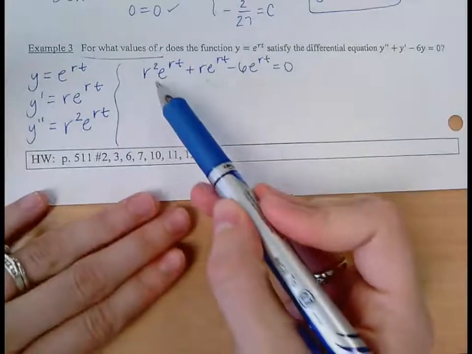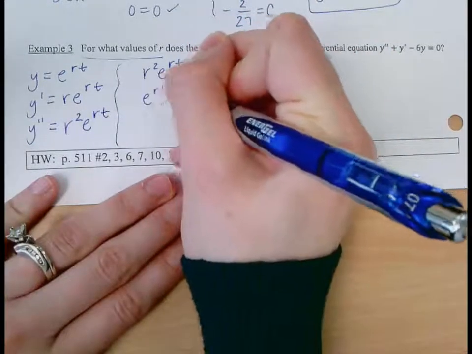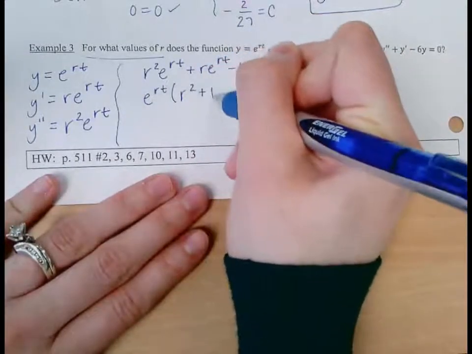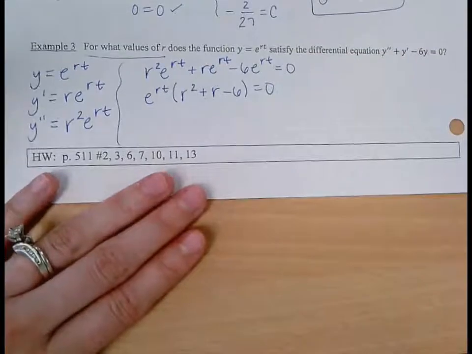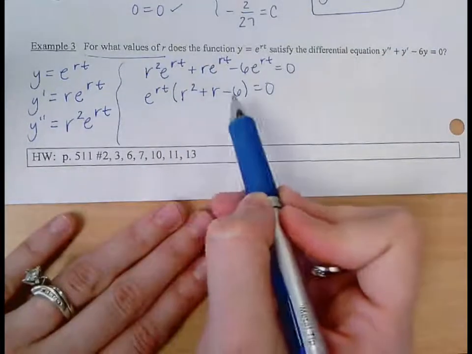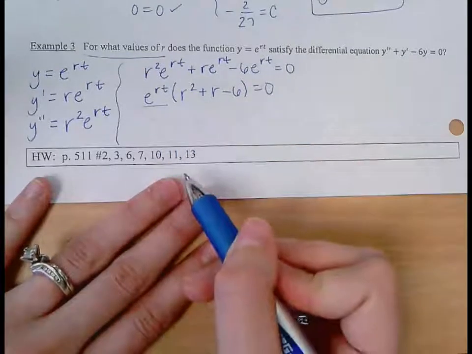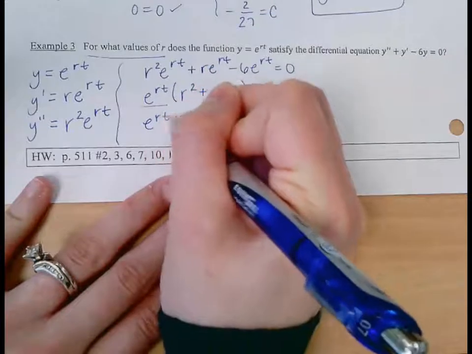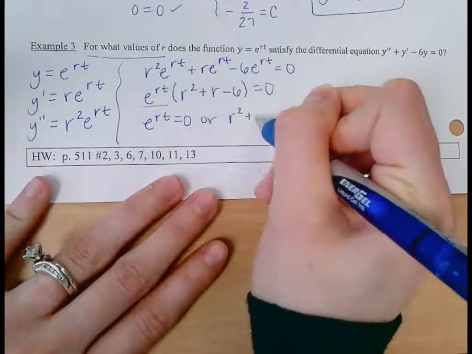Factor out an e to the rt. They all have an e to the rt. So if I factor that out, I then have r squared plus r minus 6, which is quadratic. So really what I'm doing from here is I'm setting e to the rt equal to 0 and the quadratic equal to 0. Possibly, yes.